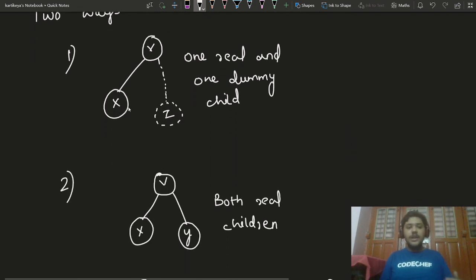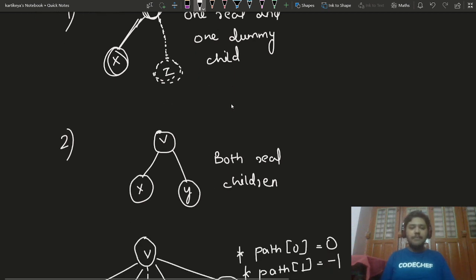Now here there are two ways that a path passing through node v can be constructed. For example, it starts from a real child x, goes to v, and then doesn't go anywhere. Basically it traces a dummy child, and a dummy child is nothing. Basically it is an empty path. So it can be one real and one dummy child, or it can be like this. It can start from x, go to v, and then go to another child of v, which is y. Both children are real, or there can even be a third case.